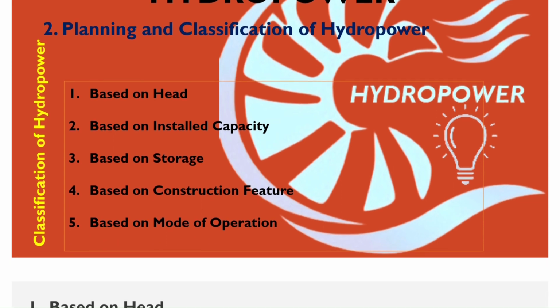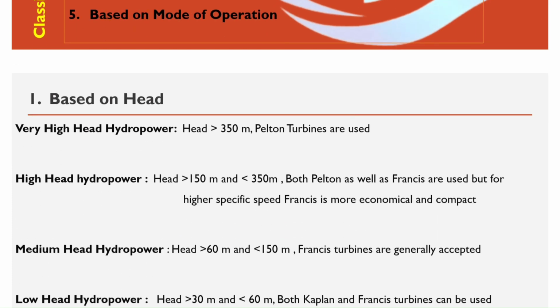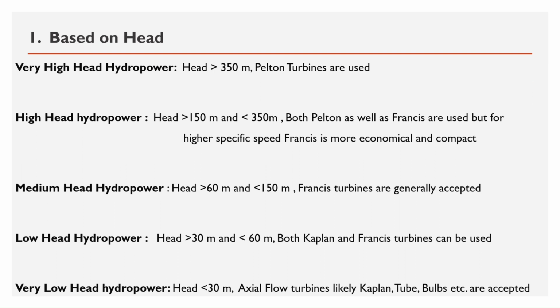1. Based on head. Very high head hydropower, head greater than 350 meters: Pelton turbines are used. High head hydropower, head greater than 150 meters and less than 350 meters: both Pelton as well as Francis are used, but for higher specific speed Francis is more economical and compact.